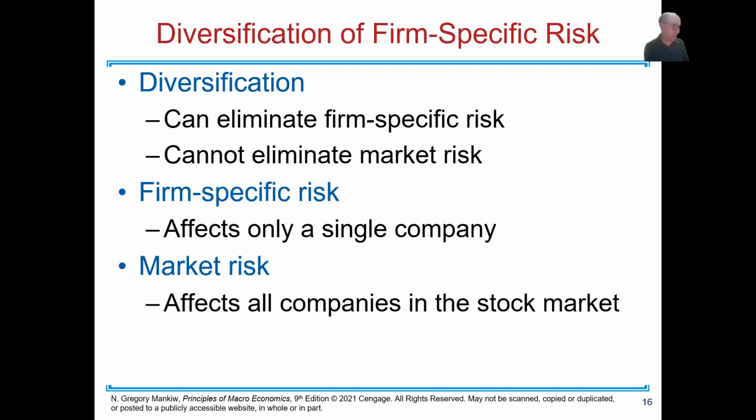The other is called market risk. This affects all companies in the stock market. Market risk is when a war breaks out in Ukraine or in the Middle East. Okay, the market doesn't like war, so it's very volatile in times of war. Okay, the market doesn't like it when interest rates go up. The whole market is affected when a decision is made by the Federal Reserve to raise interest rates. We call that market risk.